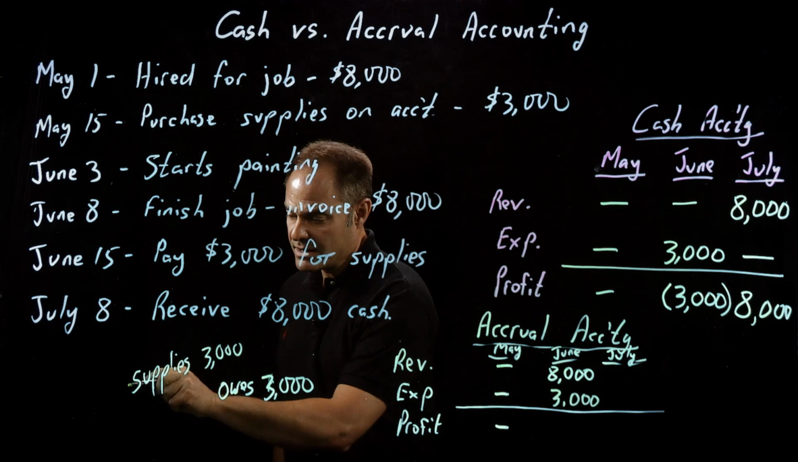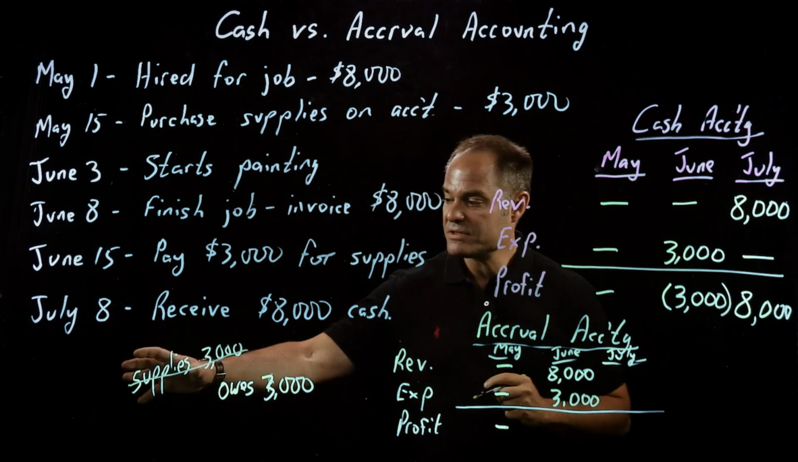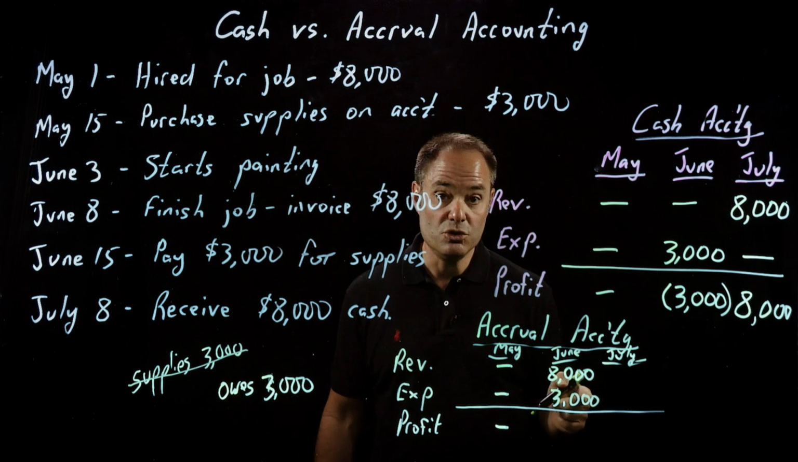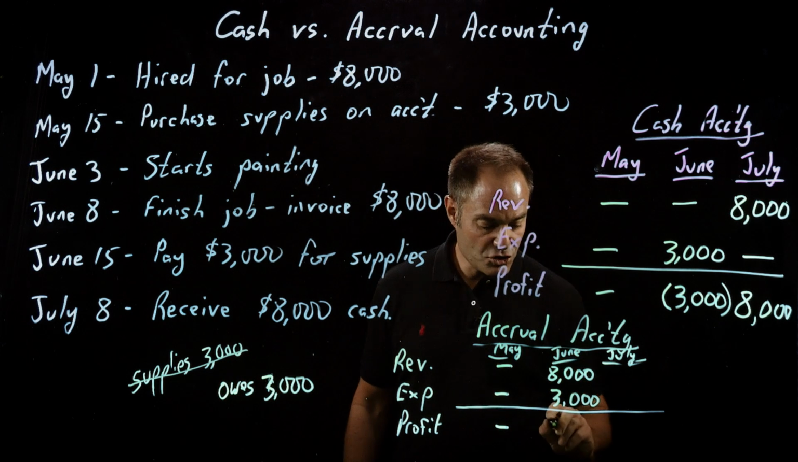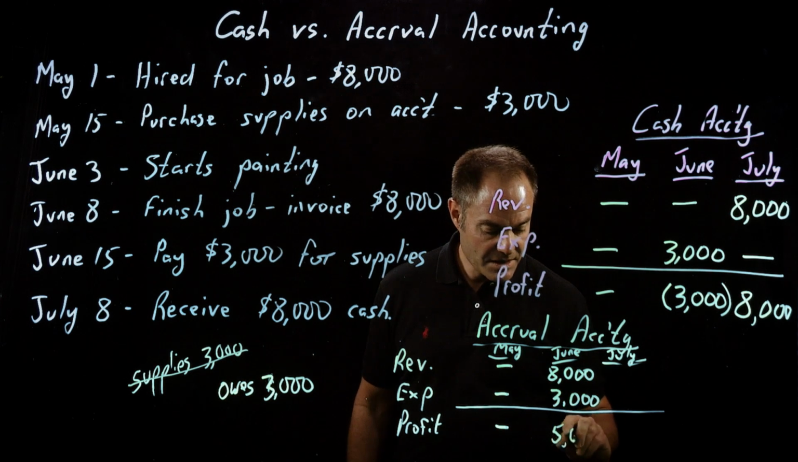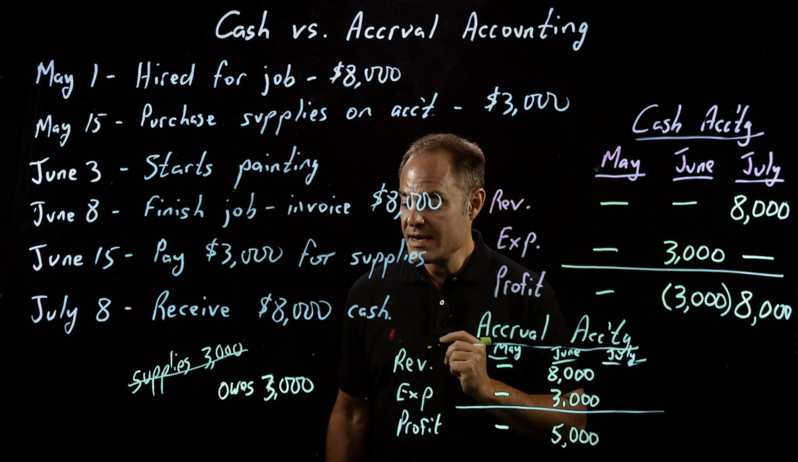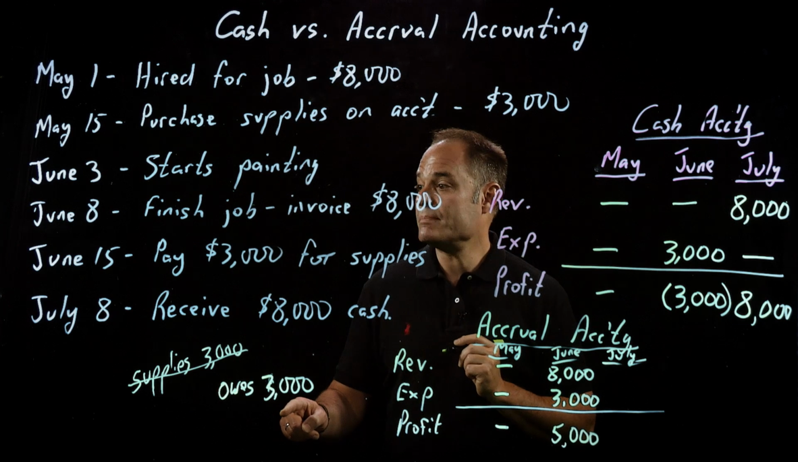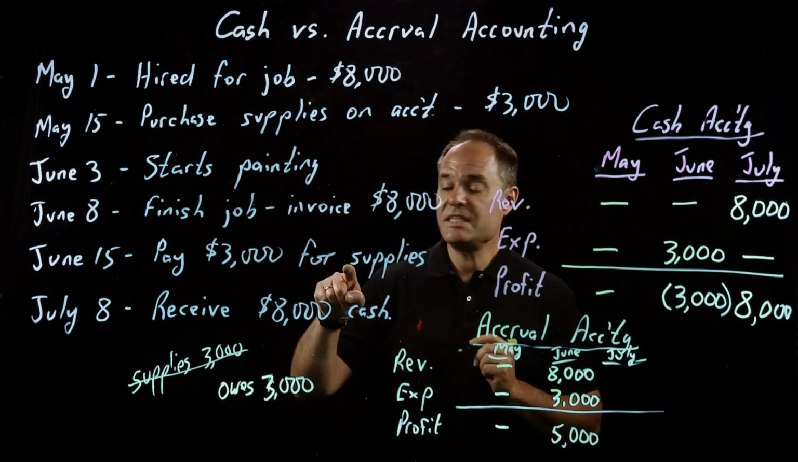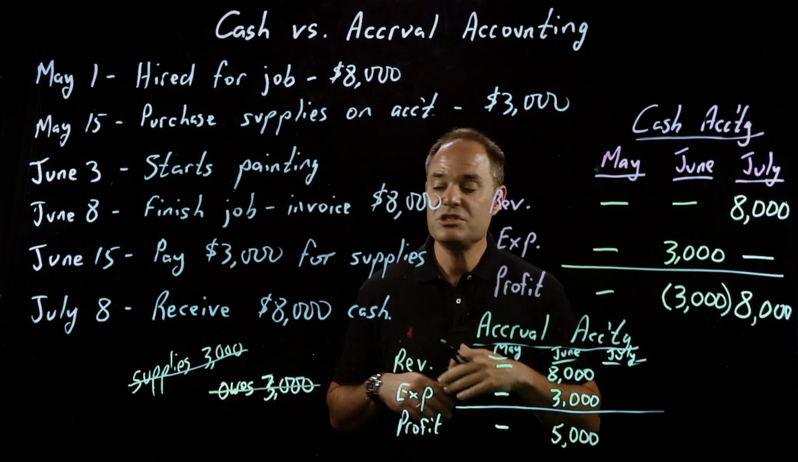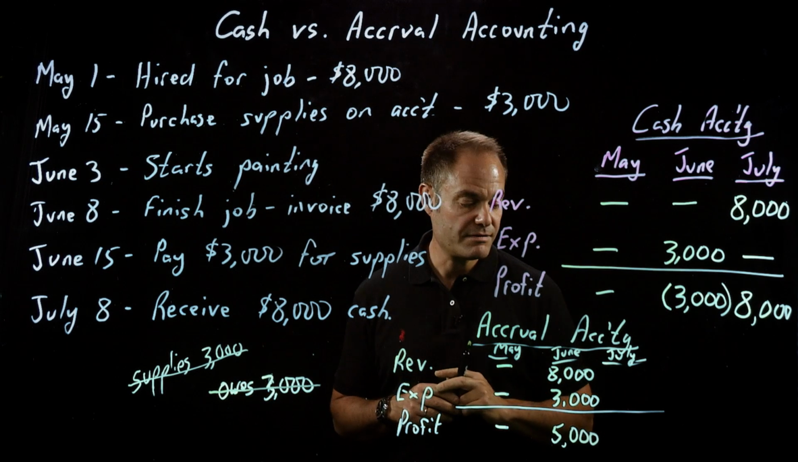And we can scratch that out now because we no longer own, or Joe no longer owns, those supplies. They've been used up. And in the month of June, we can see that Joe earned $5,000 from painting the house. Now, he still owes $3,000, remember. Well, on June 15th, he pays for the supplies. So he doesn't owe the money anymore. His cash has gone down and that's been taken care of.